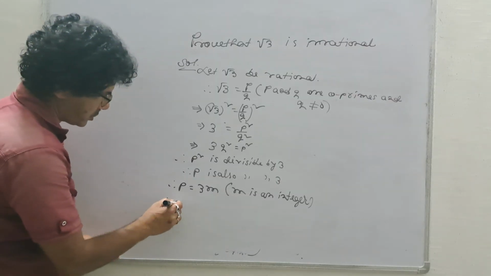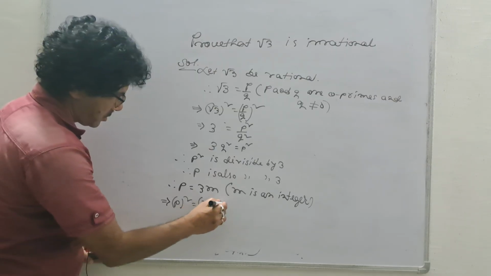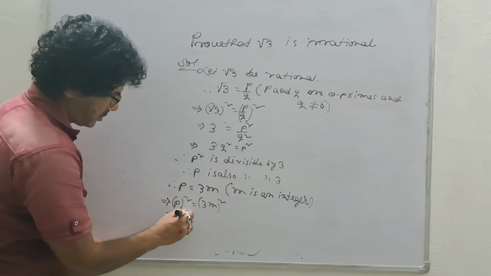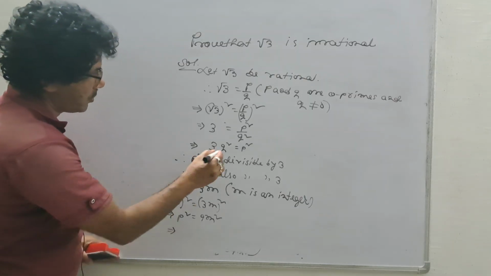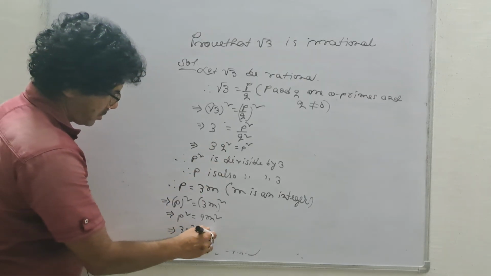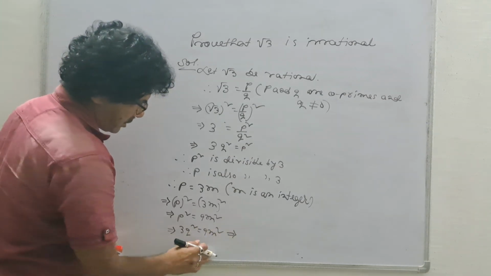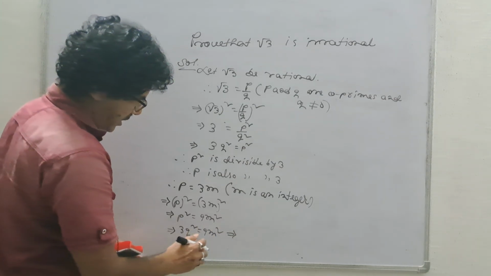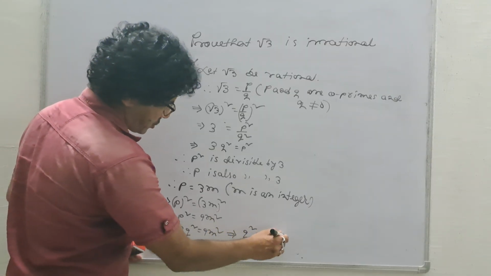Now we square on both sides. P squared is 9m squared. P squared is equal to what? 3q squared. That means what can we write? By dividing both sides by 3, what do we get? Q squared equal to 3m squared.